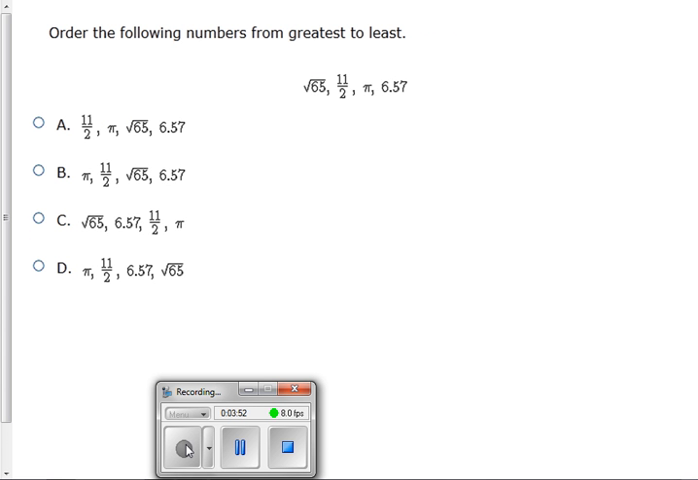Comparing from greatest to least, the best way to do this is to get all these answers as a decimal. They give us one decimal right here, 6.57. Pi, we know, is approximately 3.14. We have 11 halves. Well, 2 goes into 11 5 times, which has a remainder of 1, so 1/2, which would be 0.5. That would be 5.5. Square root 65, again using two perfect squares. You have the square root of 64, which is 8, and the square root of 81, which is 9. 65 would be between square root 64 and square root 81, and it's very close to the square root of 64, so we're going to say that this is about 8.1.